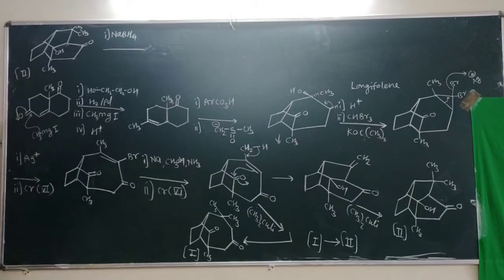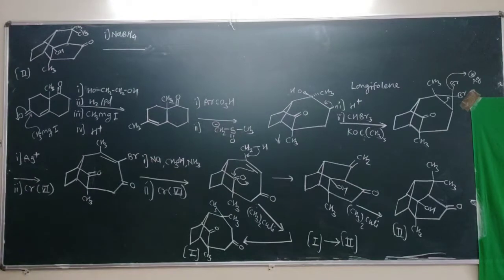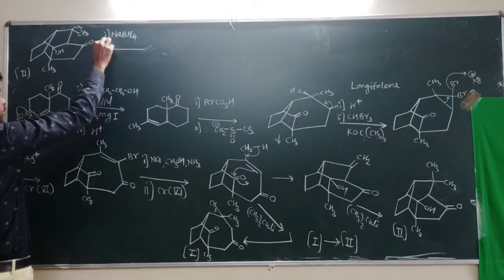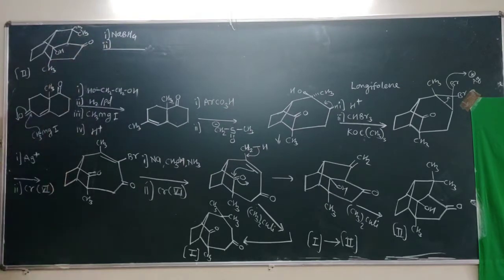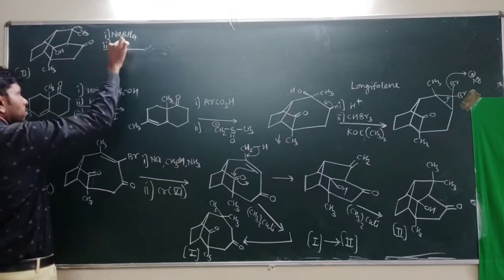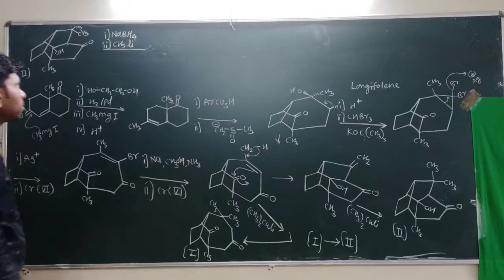NaBH4 is the first reagent we have used. Now NaBH4 is here for the reduction of the carbonyl group. Both groups are reduced. Already one carbonyl group is reduced, and the second we have to reduce. So both become OH. Now in the second step we have used CH3Li, methyl lithium.